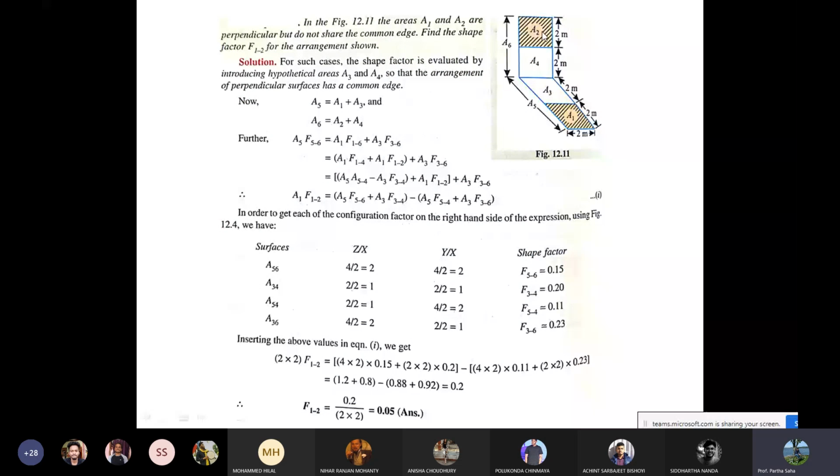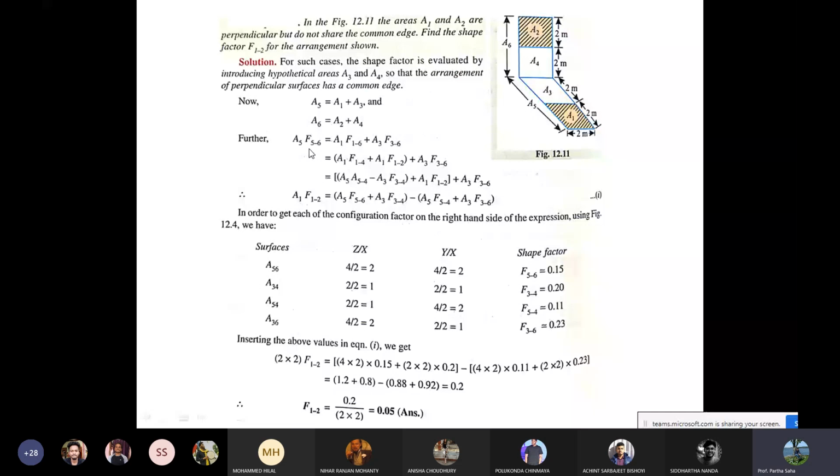In such cases, the shape factor is evaluated by introducing a hypothetical surface area, because A1 and A2 are not connected. So we have created hypothetical areas A3 and A4 so that the arrangement of perpendicular surfaces has a common edge. This is the common edge. Now A5 will be A1 and A3, and A6 will be A2 plus A4.